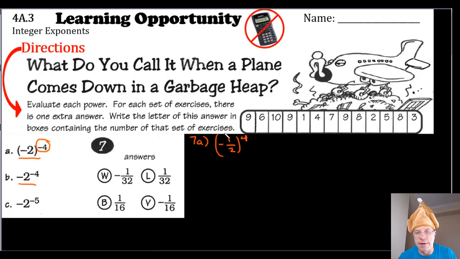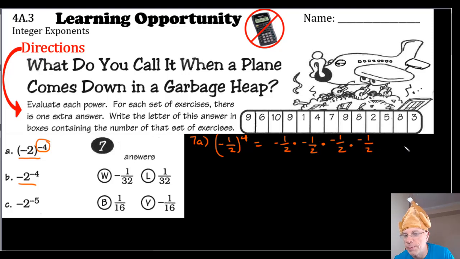And so now that we know we have -1/2 to the +4th power, we just expand that. That's -1/2 multiplied by -1/2 multiplied by -1/2 multiplied by -1/2. And -1/2 can be written three ways: as a negative fraction, or as -1 over +2, or as +1 over -2.